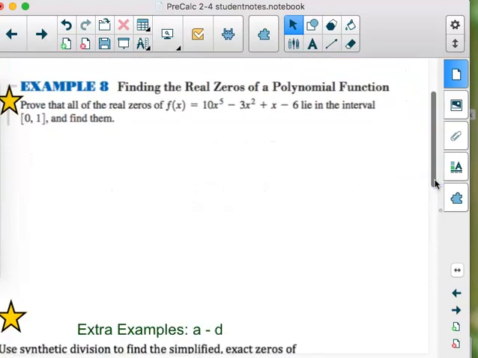So, using the upper and lower bound test again. Finding the real zeros of a polynomial function, prove that all of the real zeros of this polynomial lie in the interval from 0 to 1. And then once we've proved that, it says find them. Once you have them, find them. So 10x to the 5th minus 3x squared plus x minus 6.